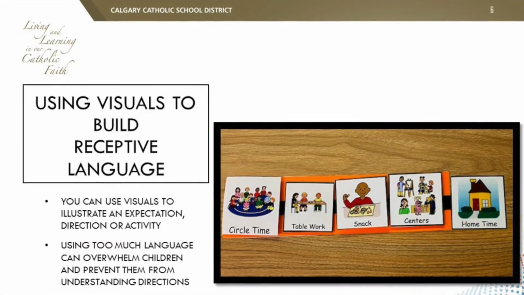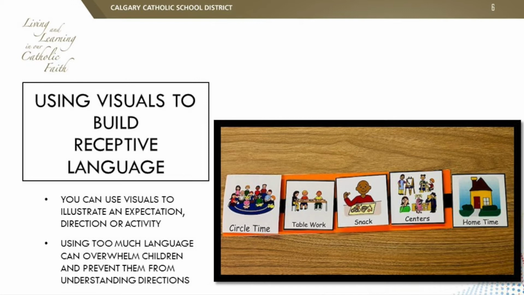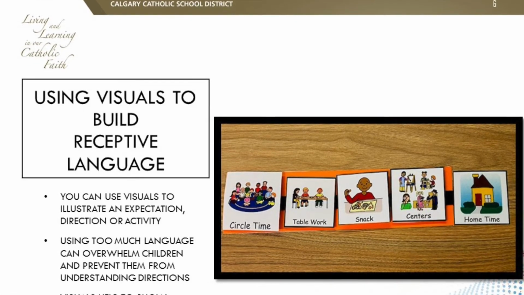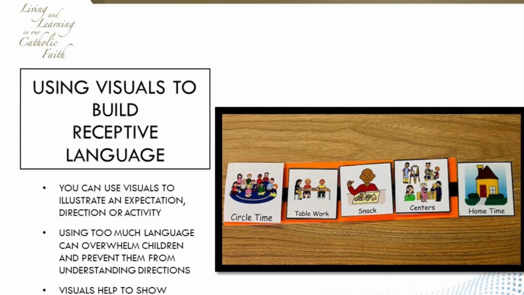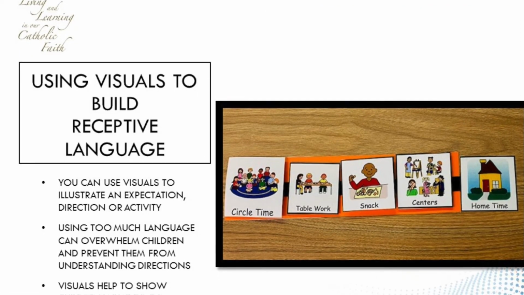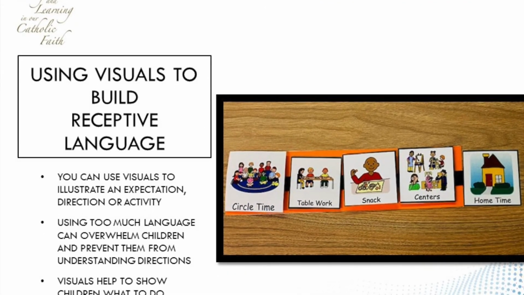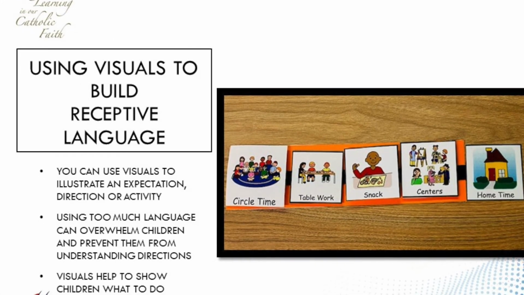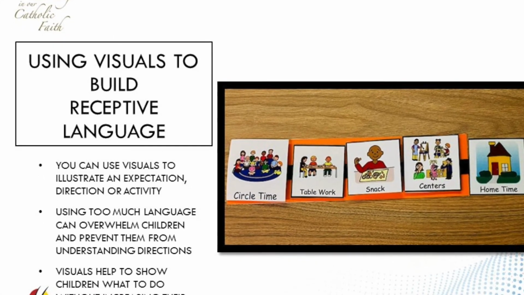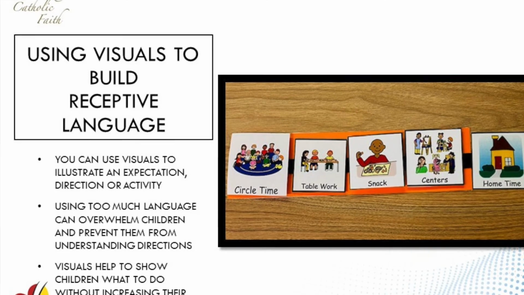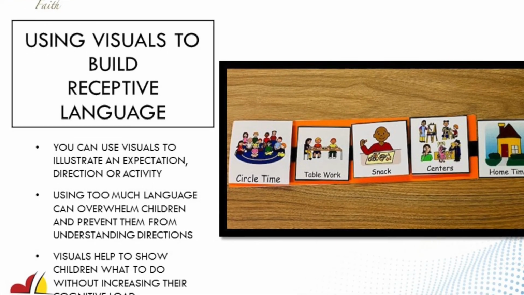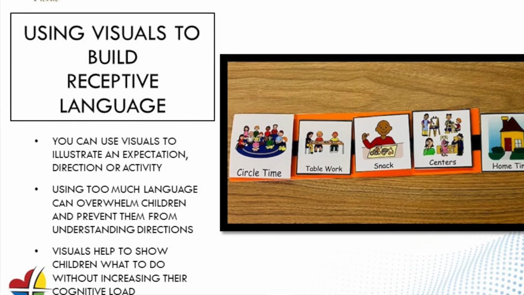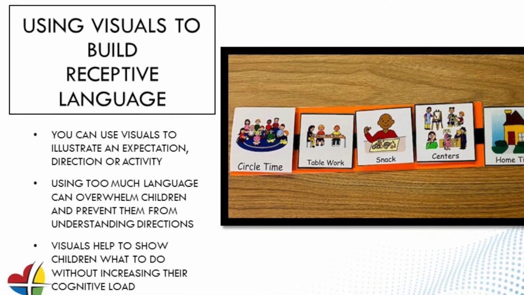Using visuals to build receptive language. You can use visuals to illustrate an expectation, direction, or activity. Using too much language can overwhelm children and prevent them from understanding directions. For example, you can start with a circle time visual to cue children to sit on the carpet. You can verbally say your expectation 1 to 2 times while showing a visual.